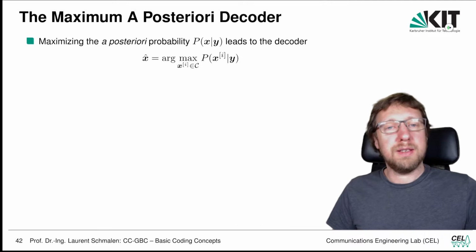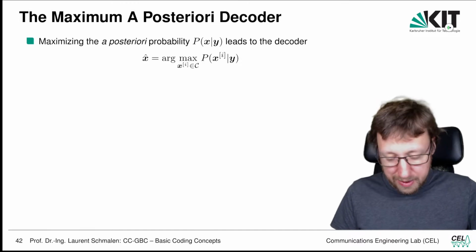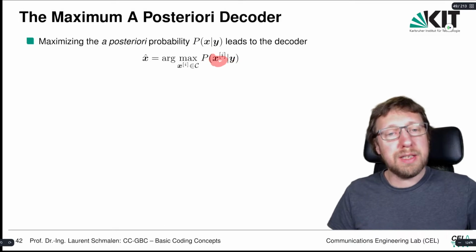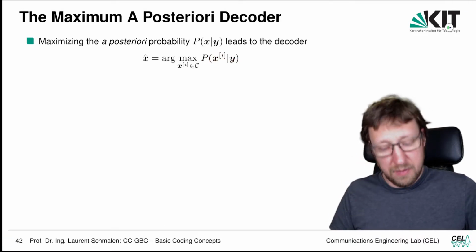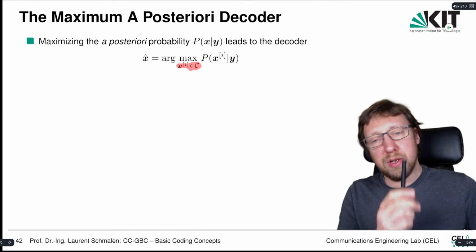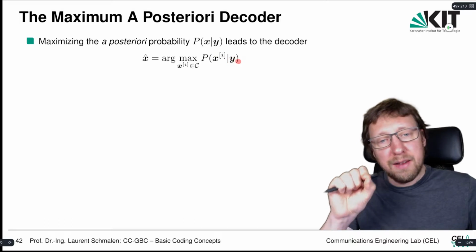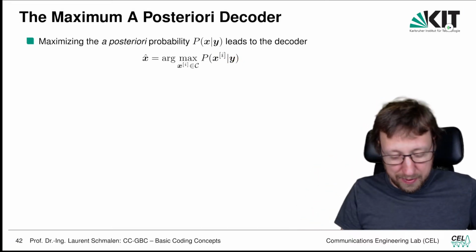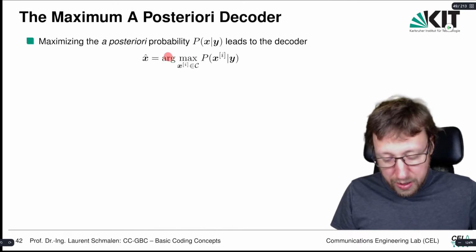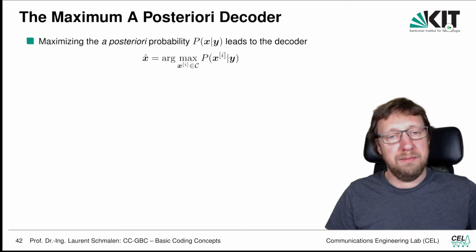So we start our maximization problem. We maximize the a posteriori probability P of X hat or P of X given Y, and we do this for every possible code word. So we maximize over all Xi from the code. We try every possible code word, we calculate the probability P of Xi given Y, and we select the Xi which maximizes this probability. This is given by the arg max. The arg tells us which of those maximizes the expression, and it will return this argument.